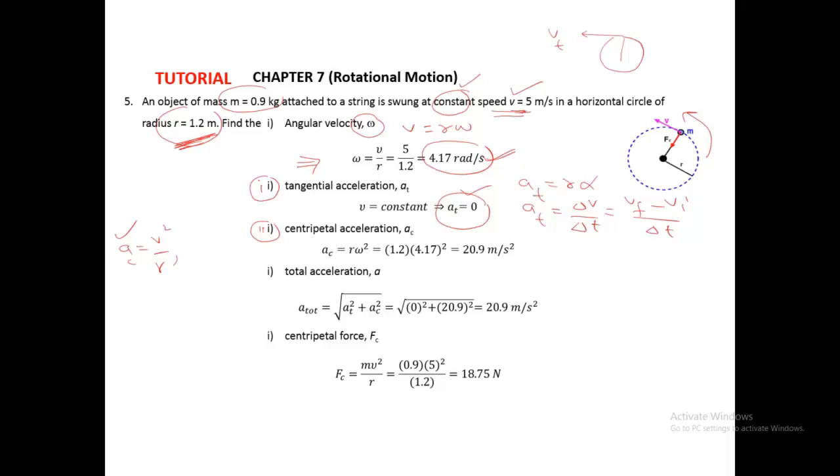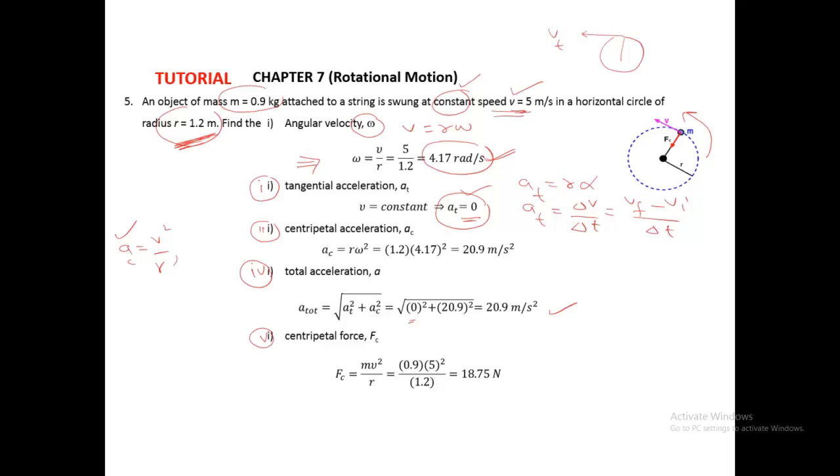Now we have number 4, total acceleration magnitude. We have seen this many times in the previous lecture. A total is equal to the square root of at square plus ac square. You have at 0. You have ac 20.9. You will get this as the total acceleration magnitude.